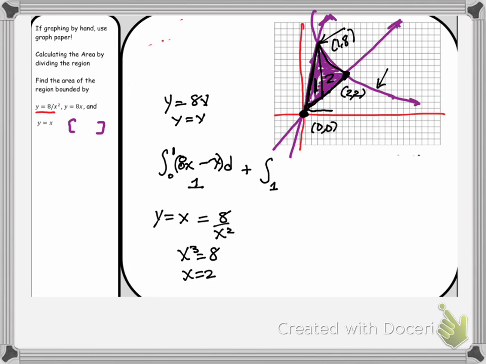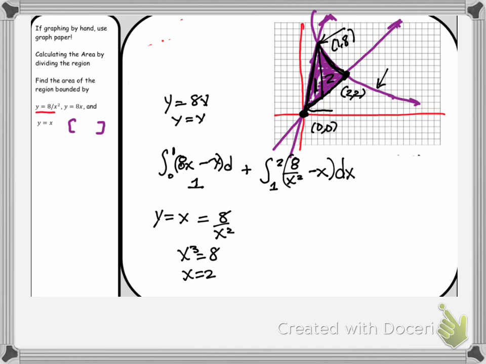Okay, so my second integral is from 1 to 2. And the top one this time is this graph, the curved graph, which is 8 over x squared. And the bottom one is minus x. So, it takes a long time. Not that bad, though. Had to split it up.